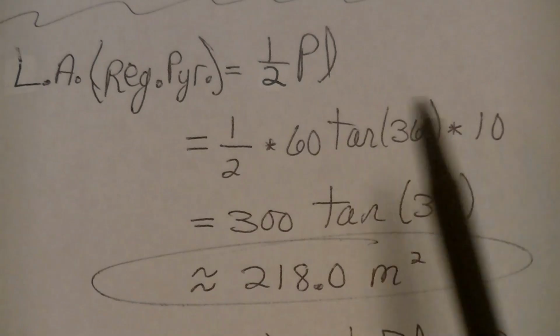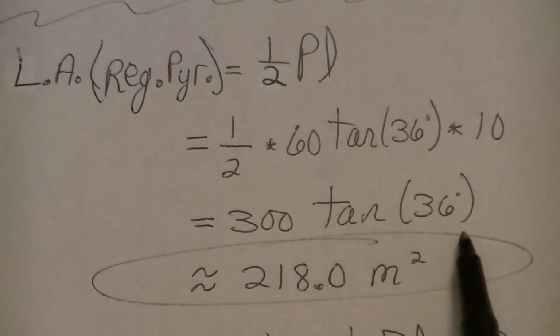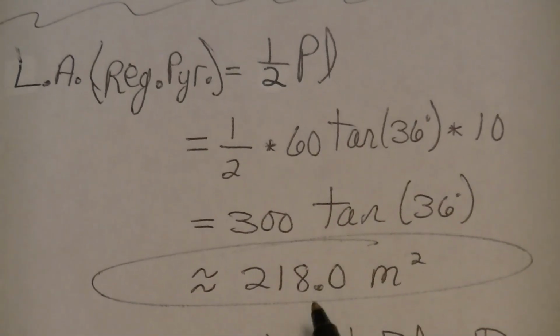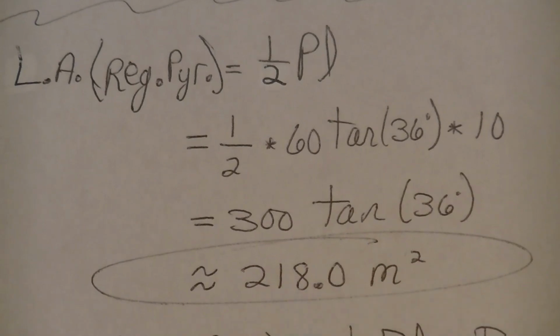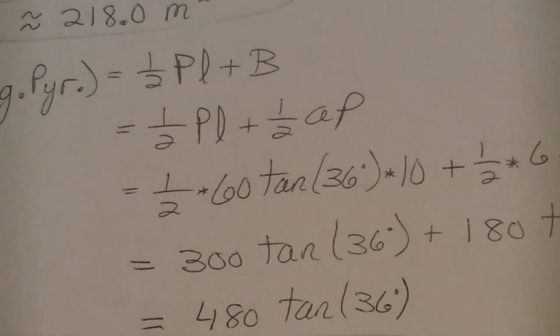Crunch your numbers. I did some simplifying. 300 tangent of 36, or 218.0 meters squared. That's rounded to the nearest tenths. Now for the surface area, it's going to be all the same work plus the area of that pentagonal base. So that looks like this.